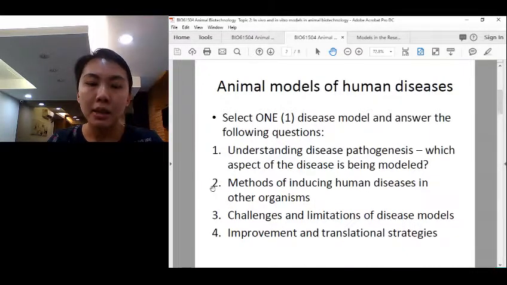The second question is what is the method of inducing human diseases in other organisms? If you are using an in vitro model, you will need to indicate how the disease is reflected in your model, the methods of inducing the disease. The third one would be the challenges: what are the limitations of this disease model? And the last one is how it could be improved: what are the improvement and translational strategies?